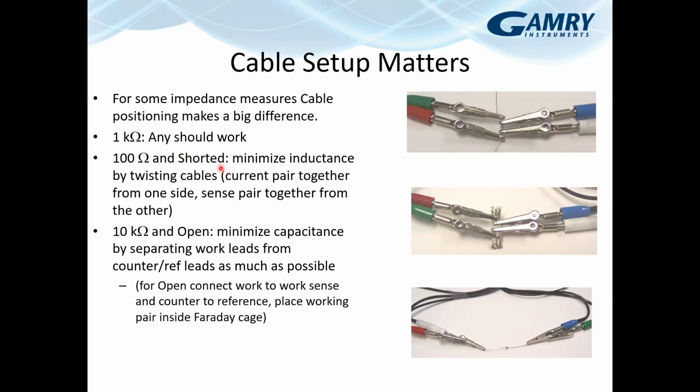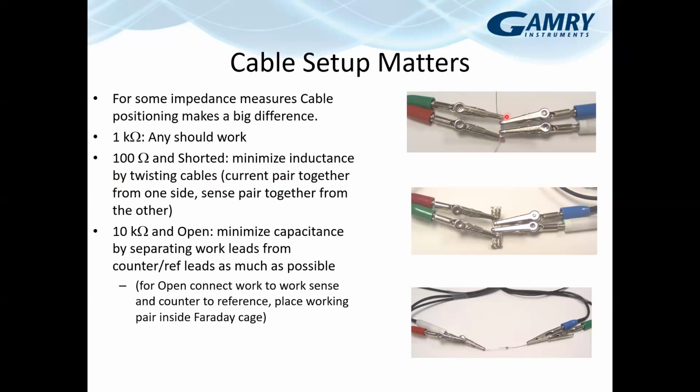And for the shorted lead, you want to minimize the inductance by twisting the current pair cables together from one side and the other. There are some diagrams of this in our application notes that show a bit better how to do that. These top 2 images are showing the sense. So basically, the blue and white over here are sense leads, the ones that are measuring the voltage. The green and the red are our current carrying leads.